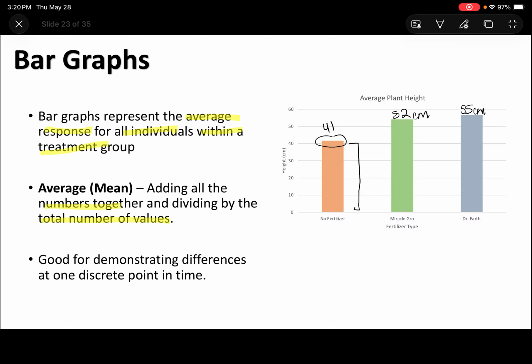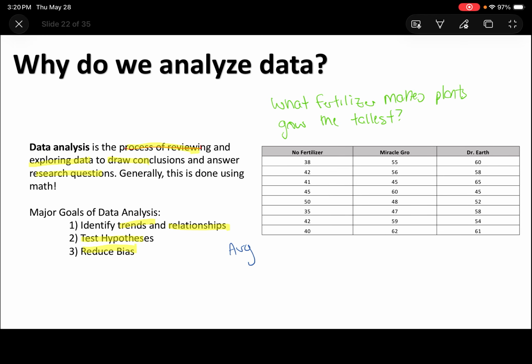However, there's one thing that we have to add to bar graphs that's really important, and that means we need to show the variability. So if I go back to this image here, I can't remember the averages, it is 41, 51, and 55, okay? So this is the average, but you can tell some of these numbers are higher and lower than that average. We call this variability.